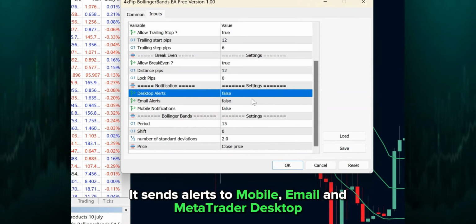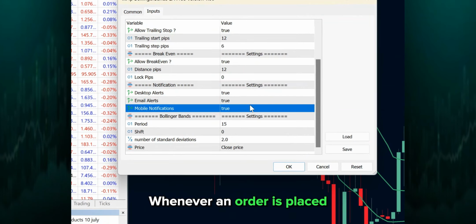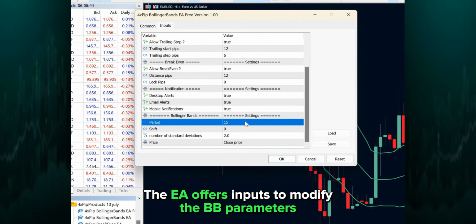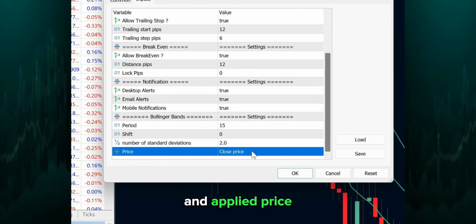Alerts. It sends alerts to mobile, email, and MetaTrader desktop whenever an order is placed. Bollinger Band settings. The EA offers inputs to modify the BB parameters, such as period, shift, deviation, and applied price.